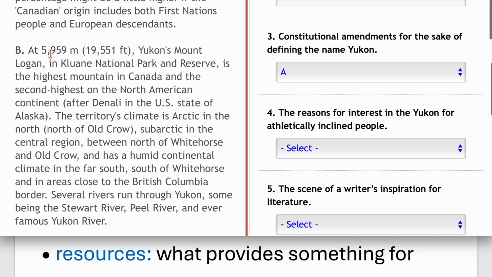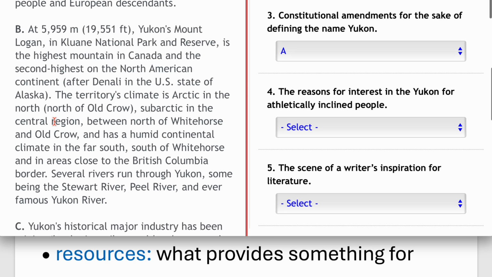At 5,959 meters, 19,551 feet, Yukon's Mount Logan in Kluane National Park and Reserve is the highest mountain in Canada and the second highest on the North American continent, after Denali in the US state of Alaska. Alaska, also beautiful. So it's talking here about this mountain being very high. The territory's climate, I remember a question, is Arctic in the north, north of Old Crow, subarctic in the central region between north of Whitehorse and Old Crow, and has a humid continental climate in the far south.